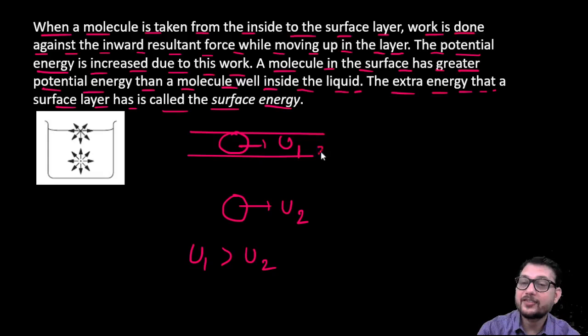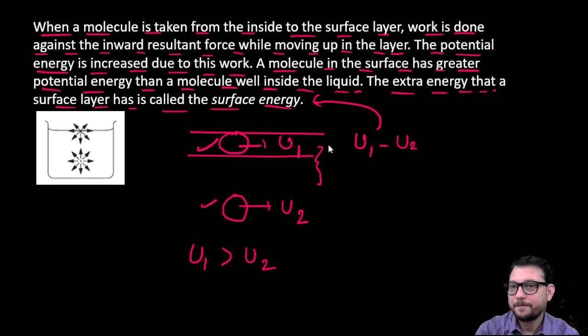Because these two molecules are basically of the same fluid, you might think they possess the same energy. But here you can see that U1 is greater and U2 is smaller. U1 is greater because work is done against the force. So if we calculate the difference, U1 minus U2, that will be your surface energy.